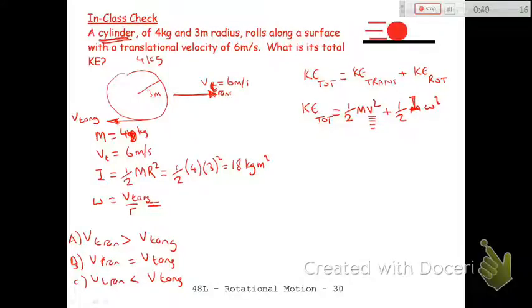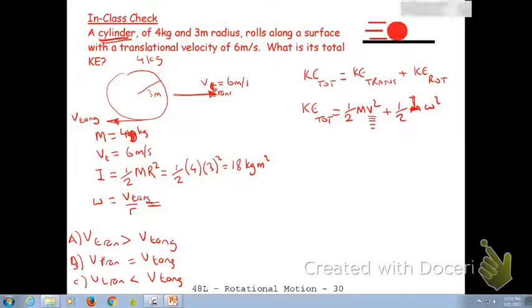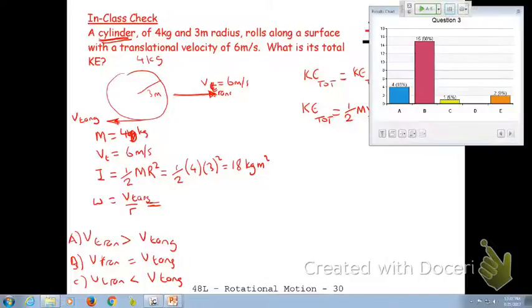I'm going to give it just a little bit of time. So I'm comparing the speed with which the object moves across the table with the speed with which a point on the object moves along the tangent, the actual outside edge speed. I'm going to stop it now. I'm just curious as to what people say. Mainly B. A few people saying A.